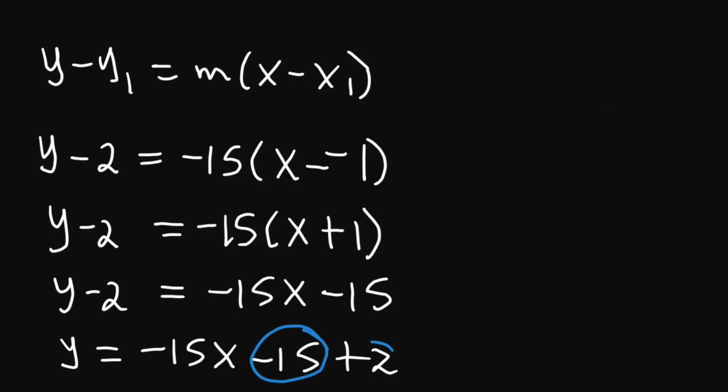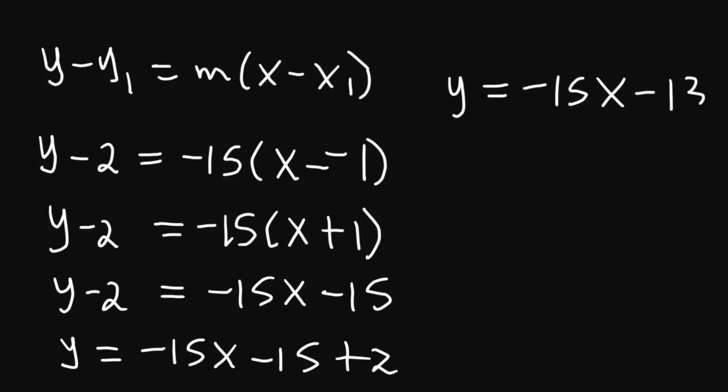Negative 15 plus 2 will give us negative 13. Therefore, the equation of the tangent line will be y equals negative 15x minus 13.